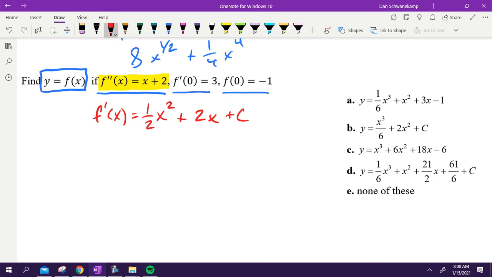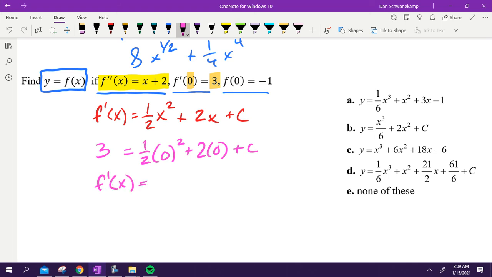Okay, so once we've got to that point, then we are figuring out what c is. They told me that f prime of 0 is 3, so 0 and 3. I plug it in. So it's 1/2 times 0 squared plus 2 times 0 plus c, all equal to 3. So I know what c is. It's 3. Found the antiderivative: 1/2 x squared plus 2x plus 3. All I did here was take this 3 and plug it in right there.